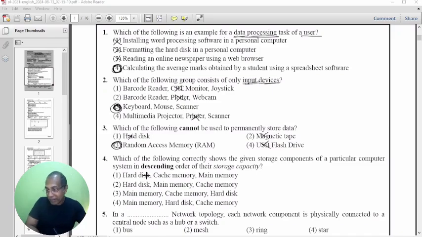So the hard disk seems to be correct. Yes. Cache memory. Cache memory is the smallest, right? And then you have main memory. Now definitely when I compare cache memory with main memory, I know the main memory is the largest. Cache memory comes in megabytes while the main memory comes in gigabytes, right? So I know that this is wrong.